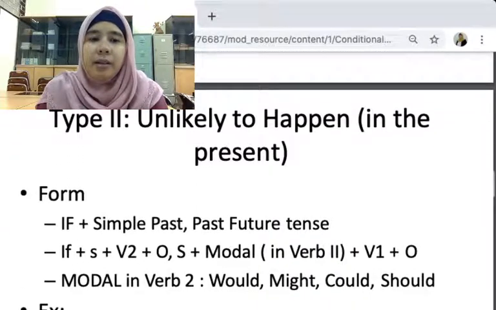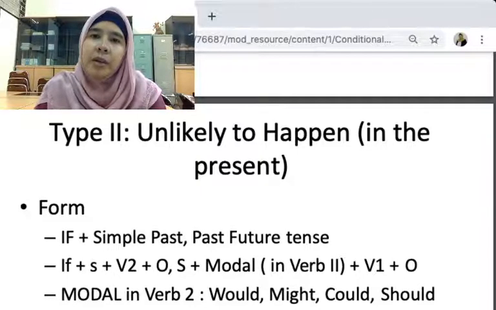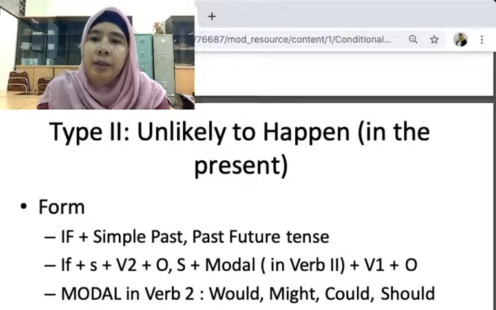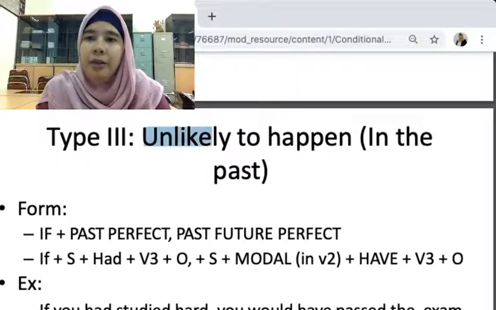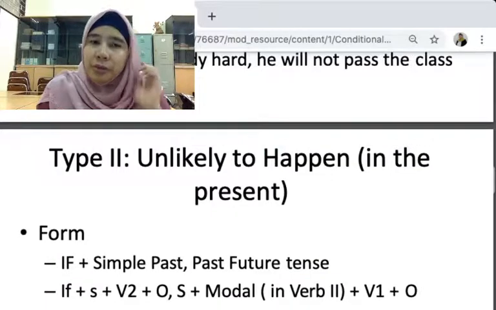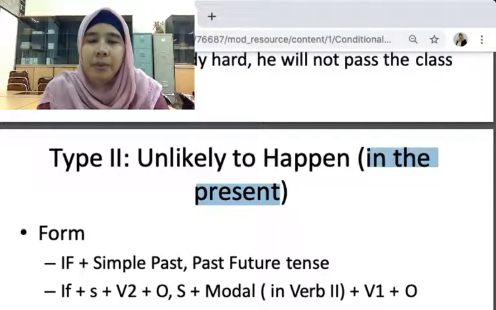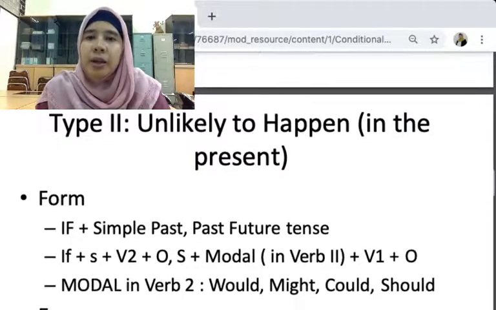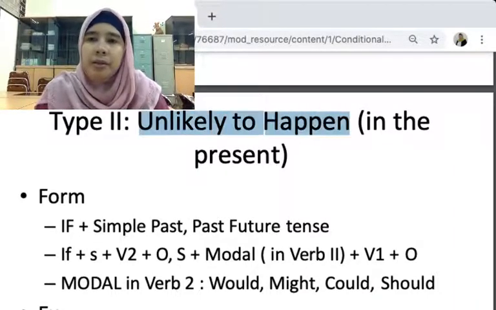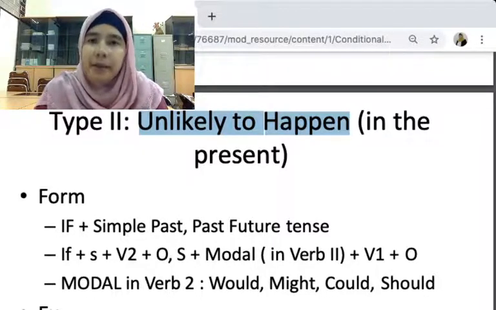Okay, next let me go with type 2, everyone. Unlikely to happen. Actually, type 2 and type 3 are the same: unlikely to happen. Let me go with type 3 briefly. They are the same, right? Unlikely to happen. But the difference between type 2 and type 3 is that one is in the present, one is in the past. What is the difference? I will explain it to you later. Let me go with the formula first. For type 2, unlikely to happen, it means that your activity or the thing that you would like to have did not happen, it doesn't happen.